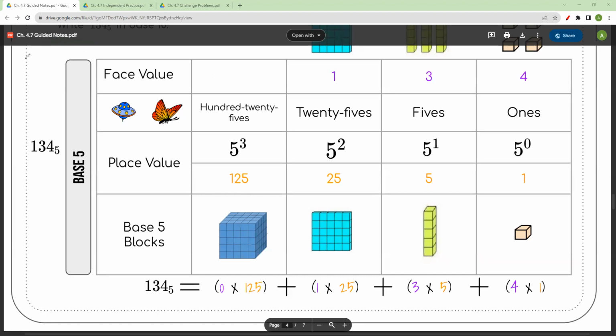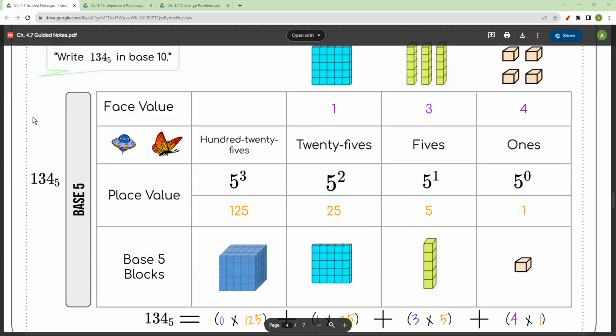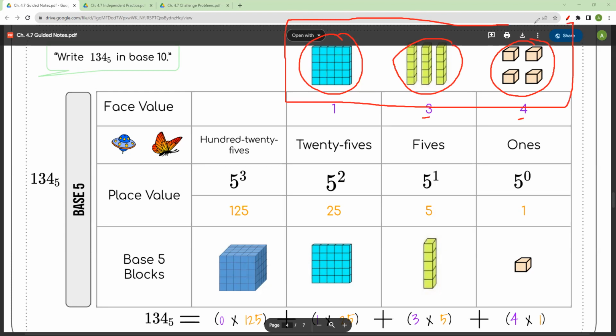So if they told us to use these blocks to make 134 base 5, we would take this one out. We have 1 25 block, we have 3 5s, so we would take out 3 5 sticks, and 4 1s, so 4 unit cubes. When we build this, we have built 134 base 5.